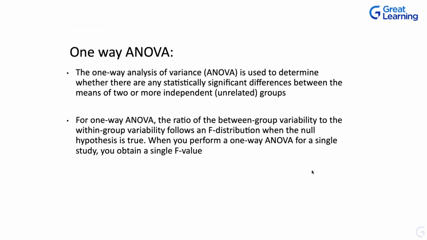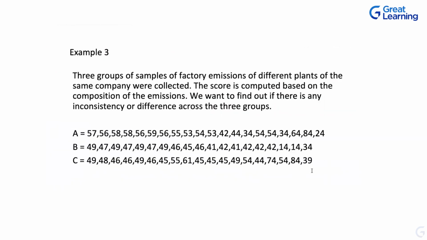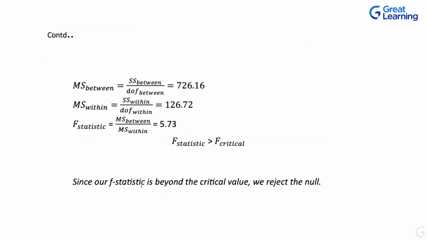So let's see how many groups we are taking here. Let's take this example. How many groups are we looking at? 3 groups. So the variability within these groups versus variability across the groups. Within A, within B, within C, how is the variability? Versus between A and B, A and C, B and C, how is the variability? That's the point that we are talking about here.